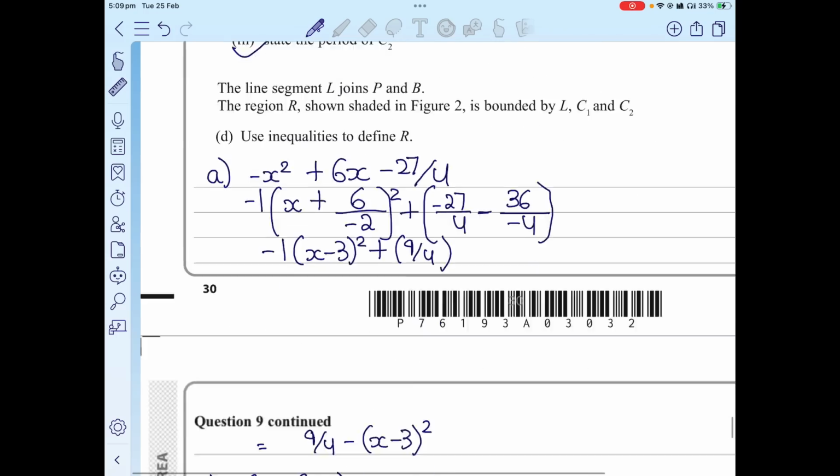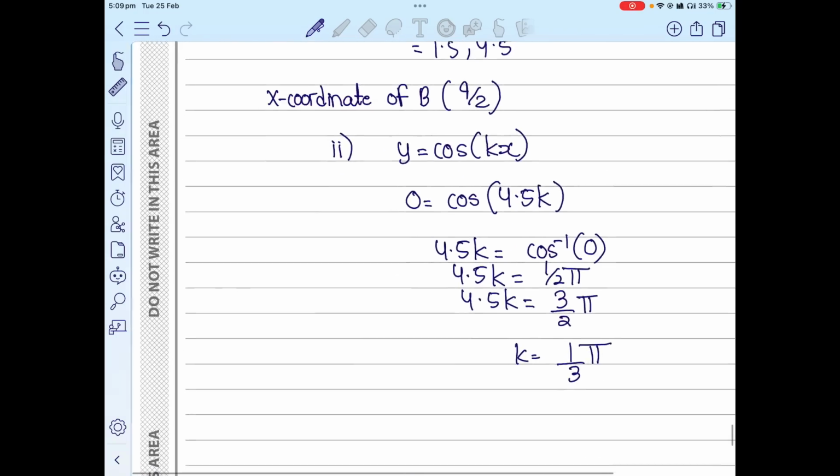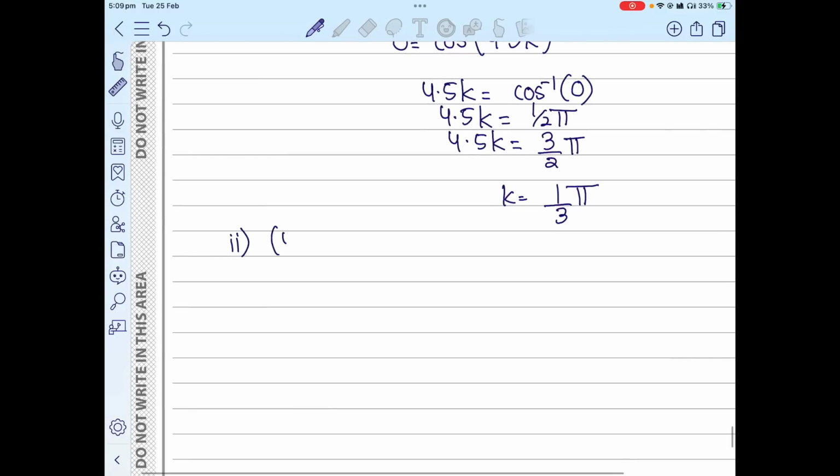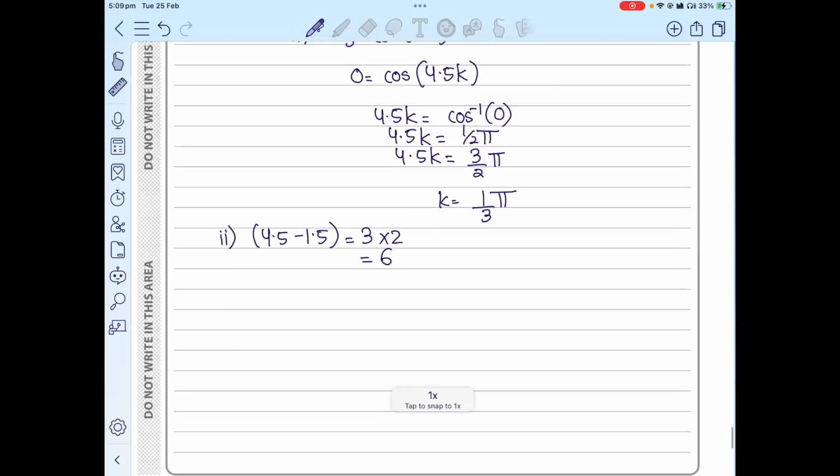So 4.5 minus 1.5 is actually 3, and 3 into 2 is 6. I found the half of it and then I would double it for the full and I would get 6.